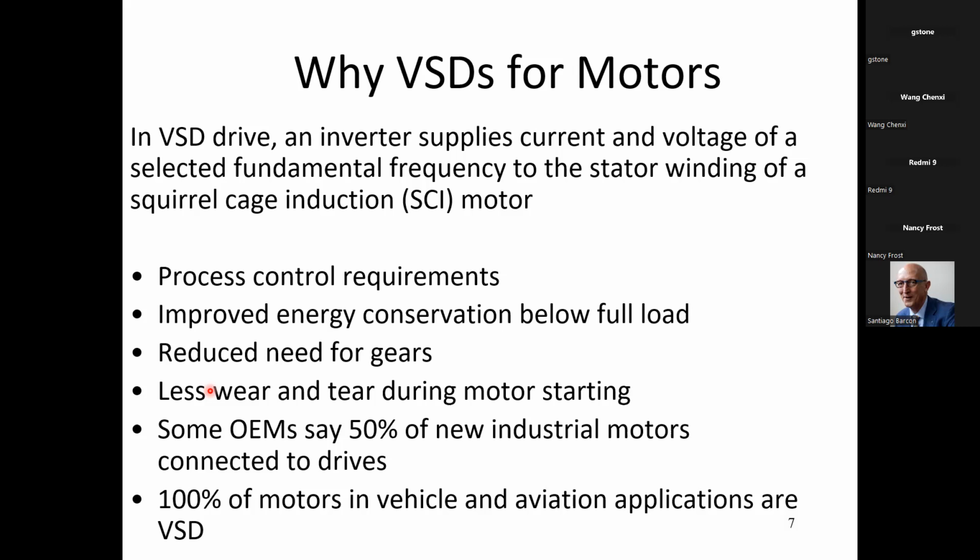It's where we are able to supply a current of arbitrary frequency, what's called the fundamental frequency, to the squirrel cage induction motor stator winding to allow it to change speed. Okay, and there's a whole bunch of reasons why you do that. The main issue is normally process control.